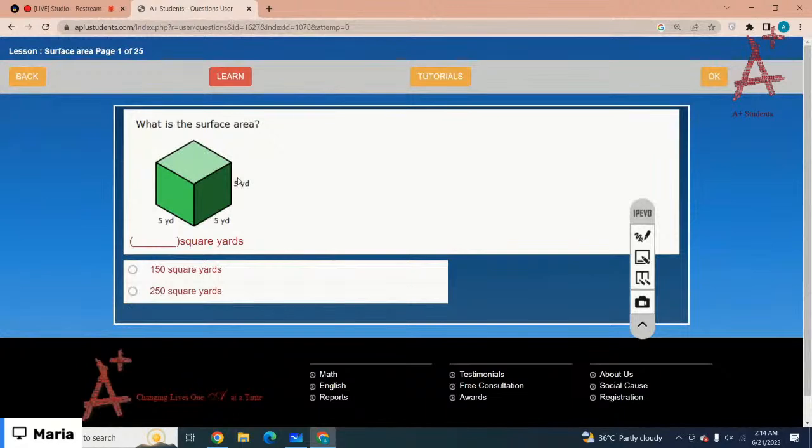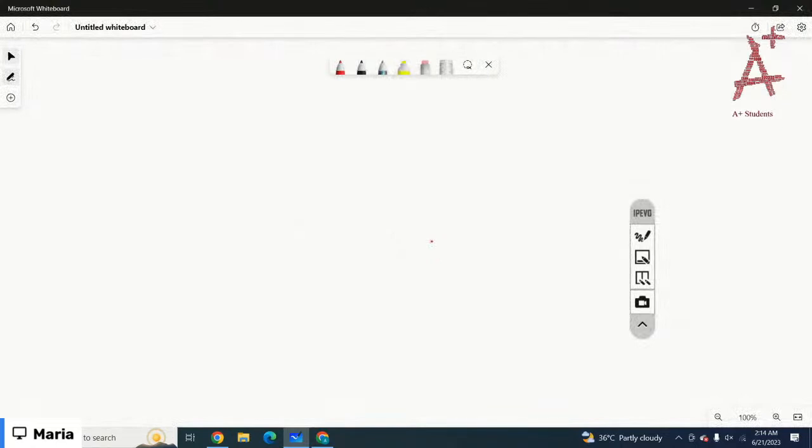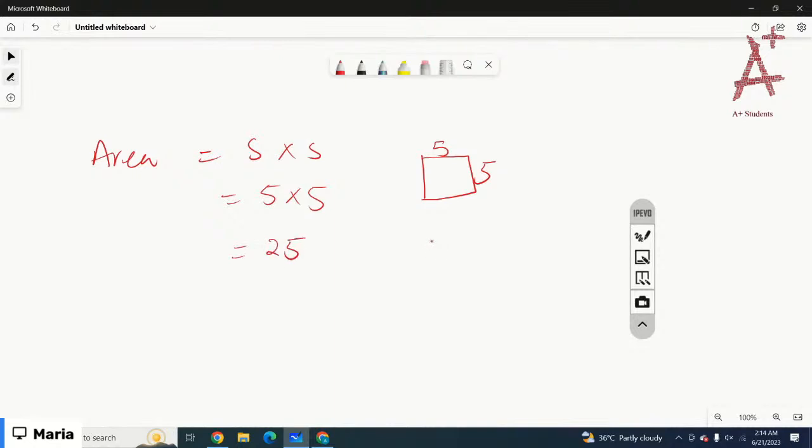What is the surface area? So the given shape is a cube. Got it? Cube has total 6 faces and all of them are squares with the same measurements, 5 and 5. Just calculate the area of one face. It would be side times side. You have to do 5 times 5. Got it? That is 25.